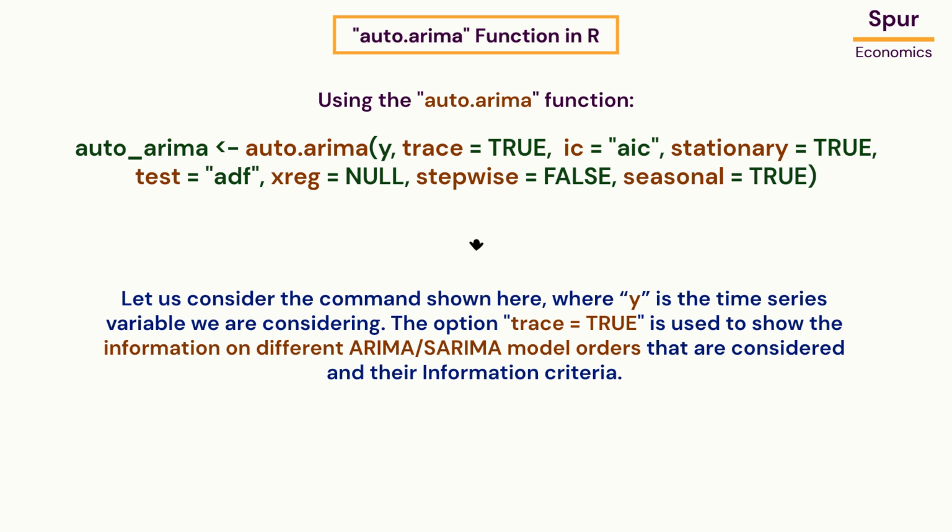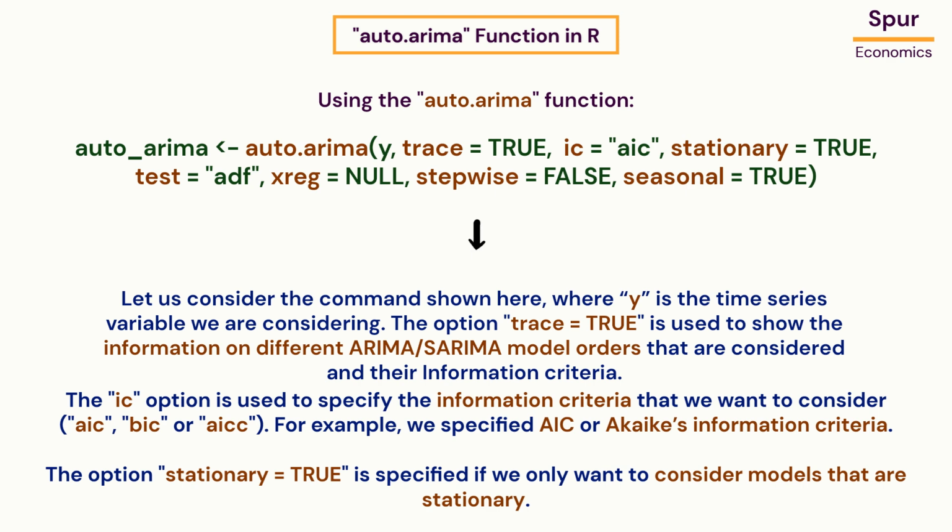Let us consider the command shown here, where y is the time series variable we are considering. The option trace equal to true is used to show the information on different ARIMA model orders that are considered and their information criteria. The ic option is used to specify the information criteria that we want to consider. For example, we specified AIC or AICc as the information criteria.